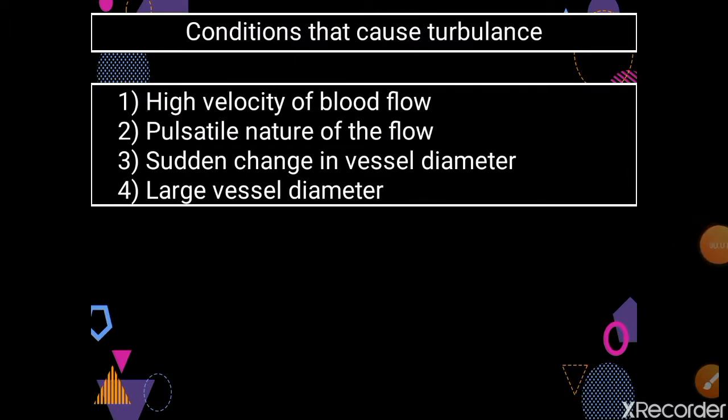Now let's have a look at the conditions that cause turbulence. As I mentioned before, that high velocity of blood may give rise to turbulence. Pulsatile nature of the blood flow may also result in turbulence. Turbulence increases when there is a sudden change in the diameter of a blood vessel. Larger vessels have more turbulent blood flow.